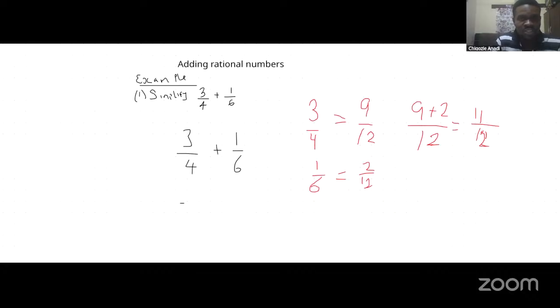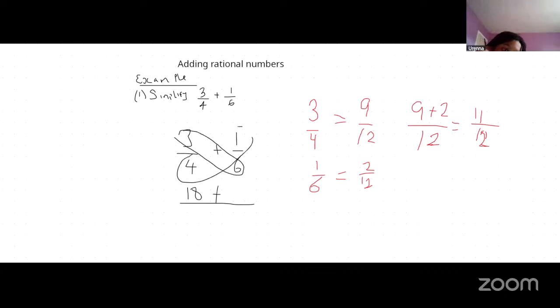What we just need to do is to draw our line. We multiply 3 by 6 first. So what is 3 times 6? That will give us 18. Plus, then we multiply 4 by 1. What is 4 times 1? That will give us 4.